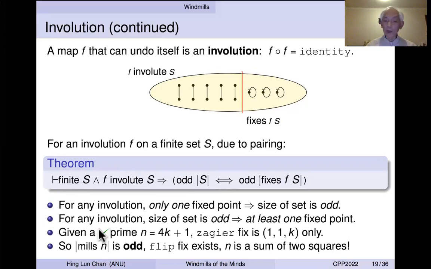Now, given a tick prime, our previous slide shows that the second map has only one fixed point. And so it fits into this case, and therefore the number of windmills is odd. And because flip is another involution on the same finite set, the flip fixed point must exist, and n can be expressed as a sum of two squares, because that one exists.